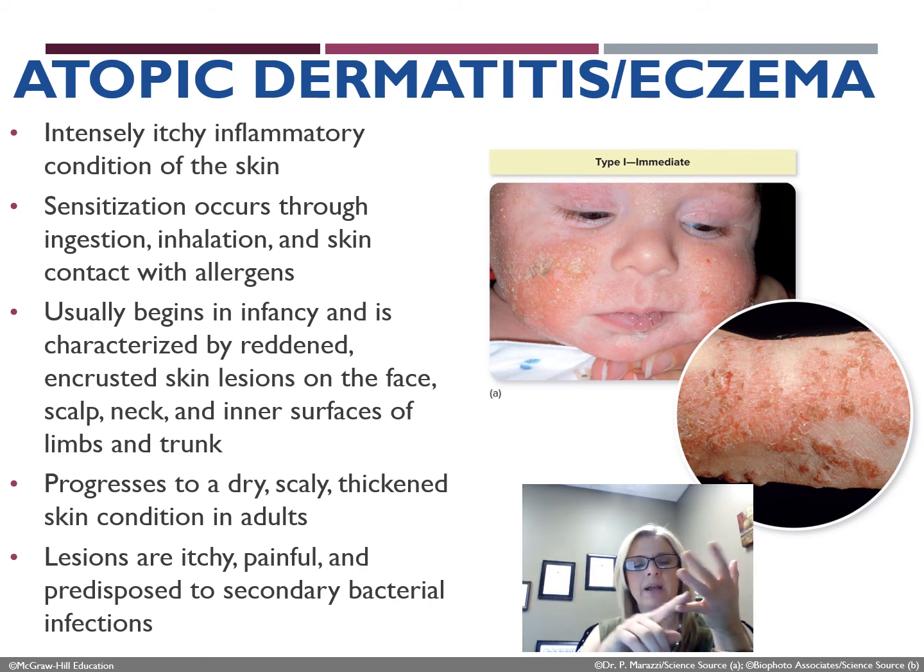Sensitization occurs by ingesting, inhaling, or contact with allergens on the skin. Usually this begins with the baby, okay? You get really red areas, you get that vesicular rash, and then as it progresses, you get the scaly, thick condition, okay? Lesions are very, very itchy and painful, and can easily develop a secondary bacterial infection, especially in children because it's just hard for them to not scratch. And their hands aren't very clean.